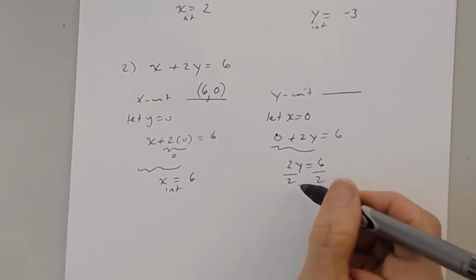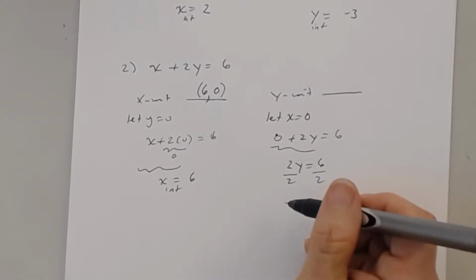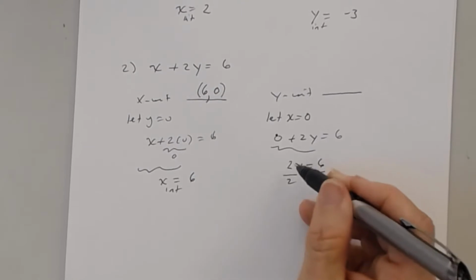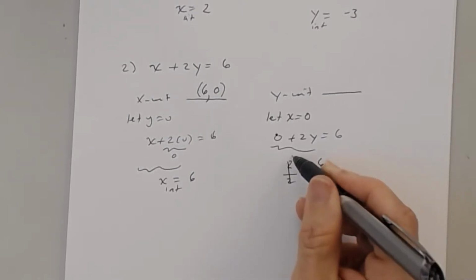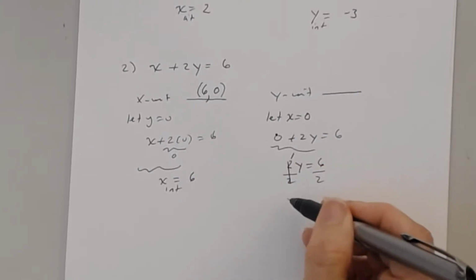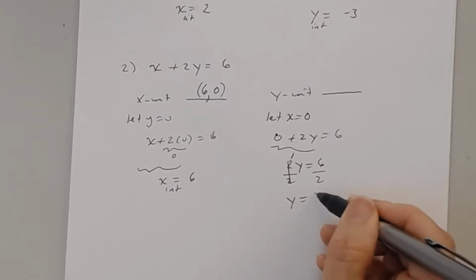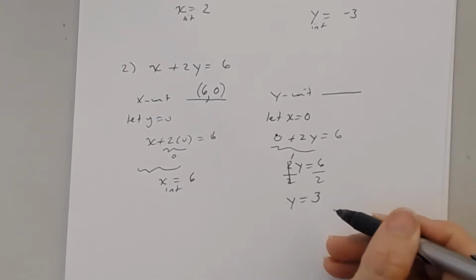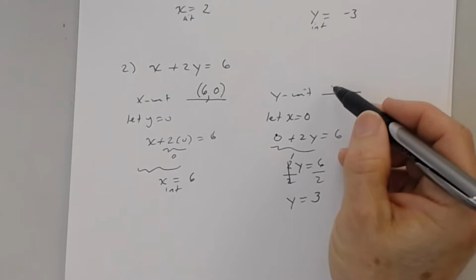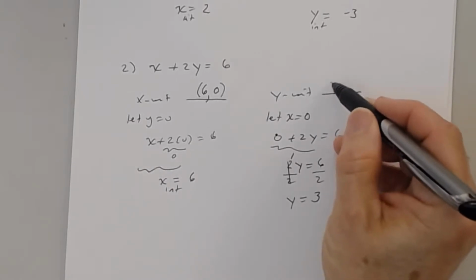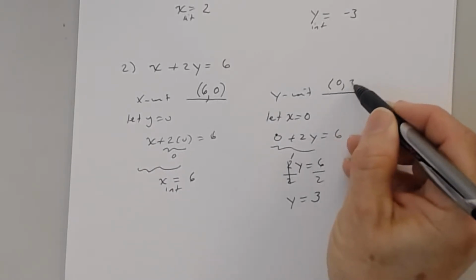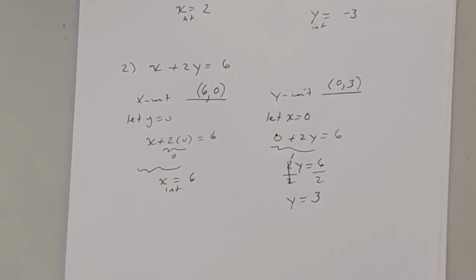The coefficient. Don't say divide by 2y. That's mathematically incorrect. You divide by 2. And then 2 divided by 2 is 1. 1 times y is y equals 3. So as an ordered pair, what is your y-intercept? 0, comma 3. And so then I plot those points and then draw the line.